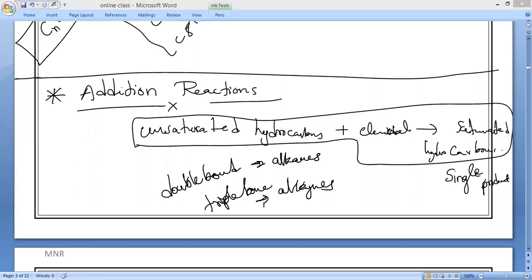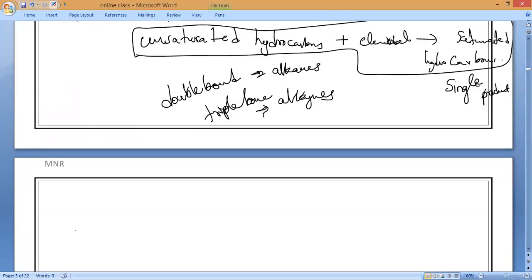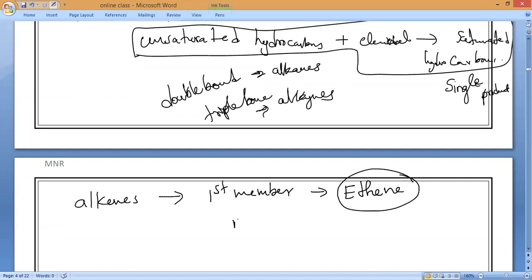Let us describe one of the most famous reactions: addition reaction of ethene with hydrogen. We can add hydrogen, chlorine, bromine, iodine, whatever it is. Let us start with a double bond, that is alkenes. Who is the first family member of alkenes? Methane or ethene? Ethene, because n is equal to 2. n equal to 1 does not exist in alkenes and alkynes.